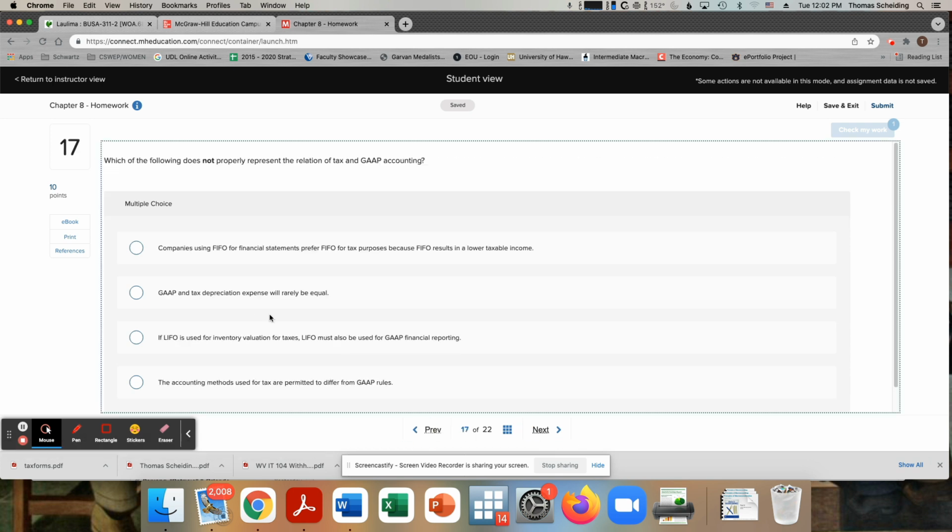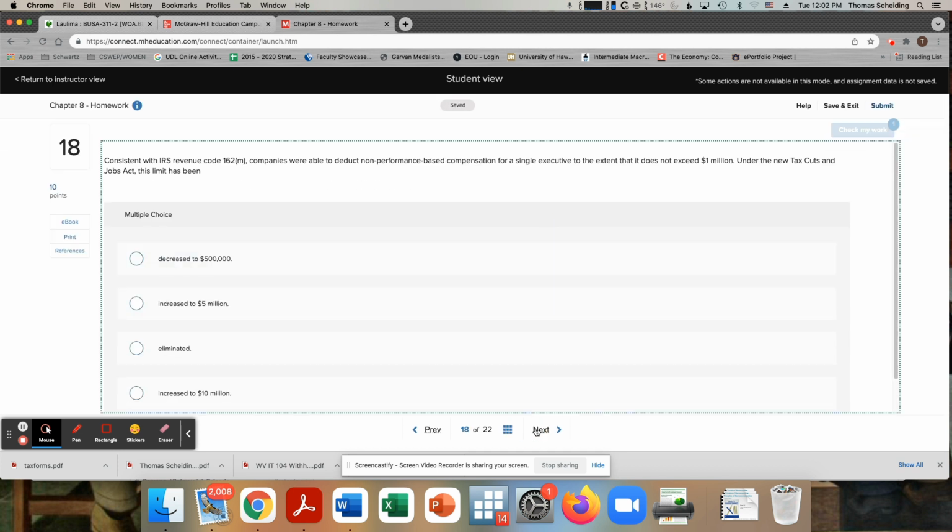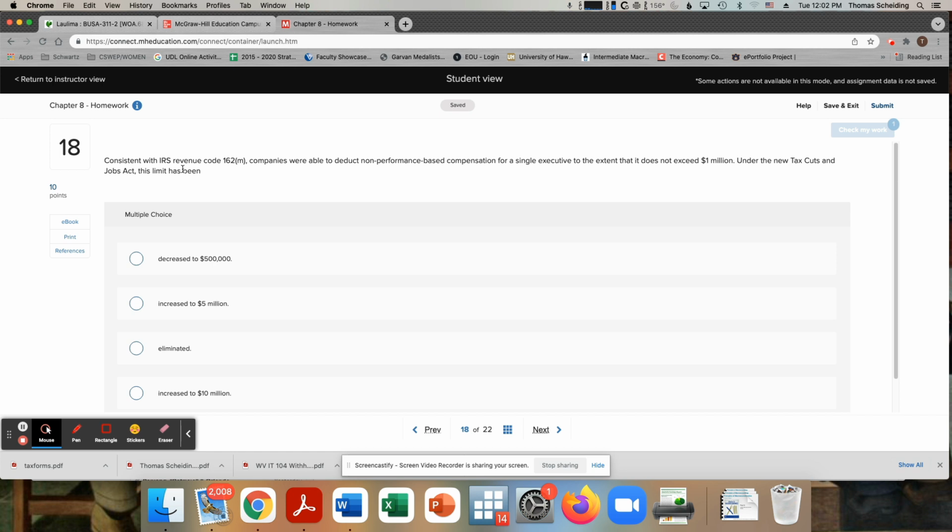Consistent with IRS Code 162, companies were able to deduct non-performance based compensation for a single executive to the extent that it didn't exceed $1 million. So now, what is the limit under the new tax cuts act? I'm not trying to be political when I say this, but it was obviously signed by Republicans, one of those Republicans being a highly compensated former CEO, Donald Trump. So yes, it was eliminated.